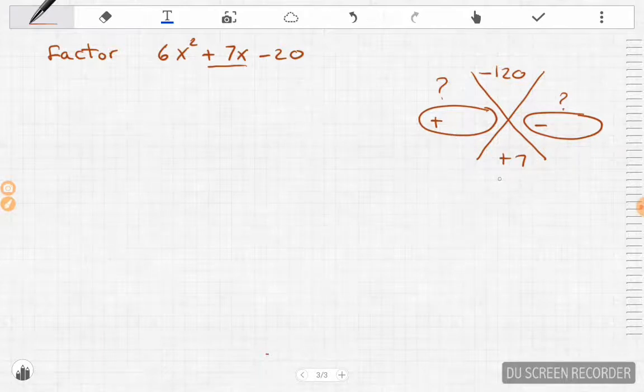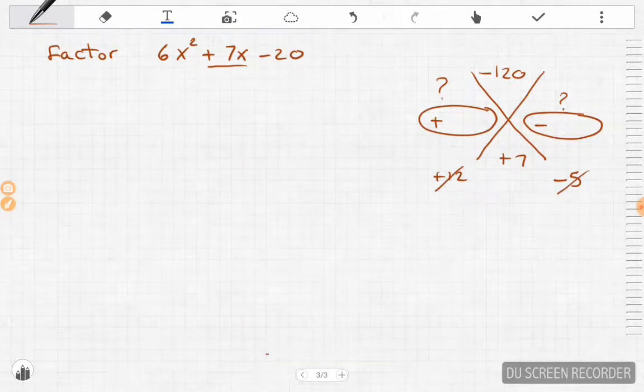That means the number that is positive is more than the negative number by 7. So guess and check any numbers that you can come up with. Let's say I'm going to start with 5 and 12. If I have positive 12 here and negative 5 here, I know if you combine these two numbers, that will give you positive 7. But if you multiply 12 times negative 5, that will not give you negative 120. So I know these are not the two numbers I want.